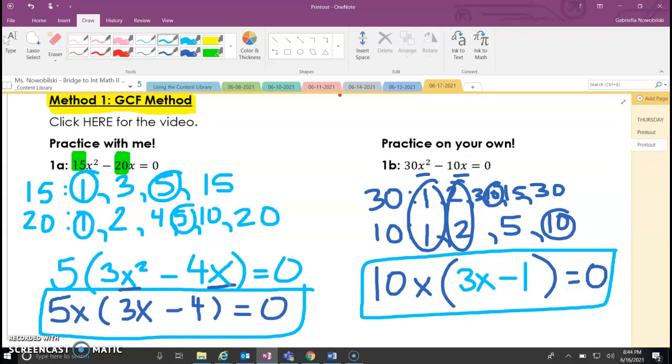And again, that one you were supposed to practice on your own. So if you maybe got something wrong, try it over again. And once you're comfortable, you can move on to the videos for method 2.